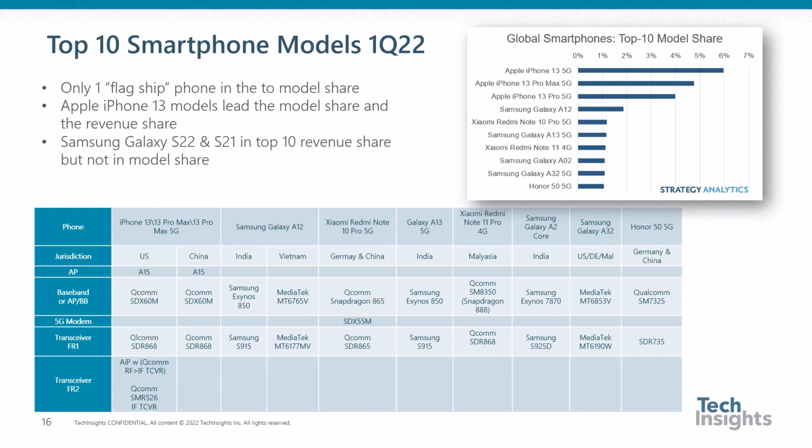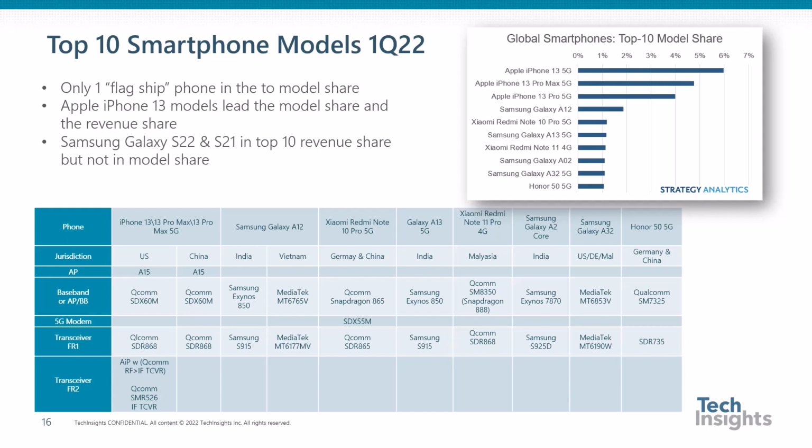Fourth on the list is the Samsung Galaxy A12 with the Samsung Exynos 850 and S915 transceiver. There was also a version with MediaTek solution of the MT6765V modem and the MT6177MV transceiver. Xiaomi is fifth with the Redmi Note 10 Pro 5G. Its phones in the German and Chinese markets both use the Qualcomm Snapdragon 865 with its separate SDX55M modem and the Qualcomm STR865 RF transceiver. The Galaxy A13 5G is sixth with the Exynos 850 and S915. Seventh is another Xiaomi phone, the Note 11 Pro using the Qualcomm SM8350 and the SDR868.